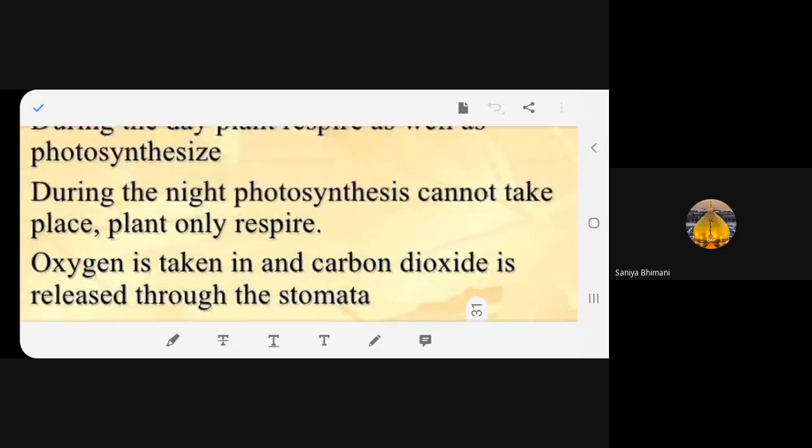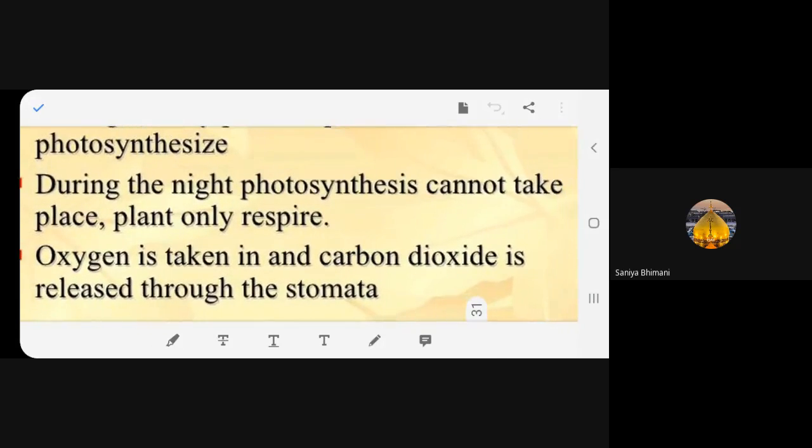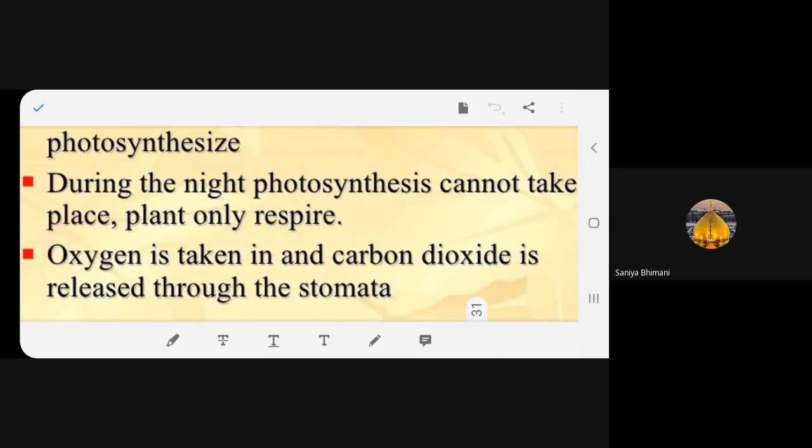But what happens in the night time? Let's see. During the night, photosynthesis cannot take place. Plants only respire. Photosynthesis cannot take place. Why? Because there is no sunlight, isn't it? Photosynthesis needs sun, right? Okay. Next. Oxygen is taken in and carbon dioxide is released through the stomata. So who is helping? Stomata is helping for the exchange of gases. What are those gases? Oxygen, which is taken in, and carbon dioxide, which is let out.